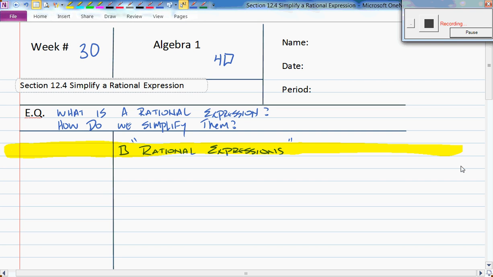So who's ever heard of a rational expression before anywhere? Yeah, one person has? Two people have? Okay. All right, are you guys ready to go? Need a little bit more time. All right, sweet.